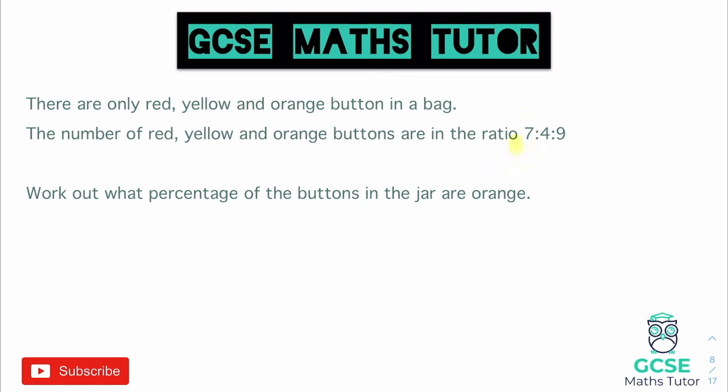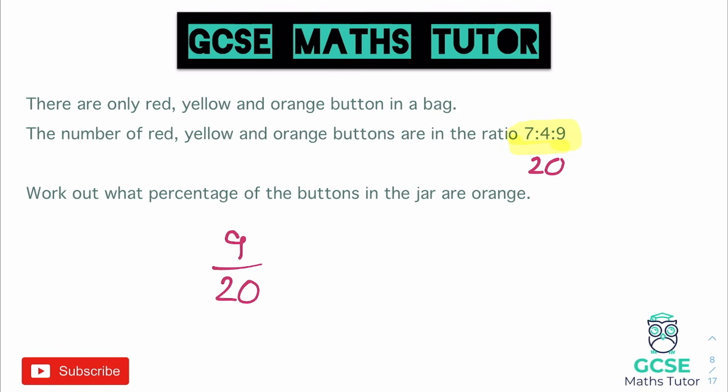First of all, we want to know the total in this ratio. So we've got 7, 4 and 9. Now, the total there, if we add them all together, adds up to 20. So if they add up to 20, we could write all of these as a fraction. Now the orange is the third number in the ratio, so the 9. So as a fraction, that would be 9 out of 20.